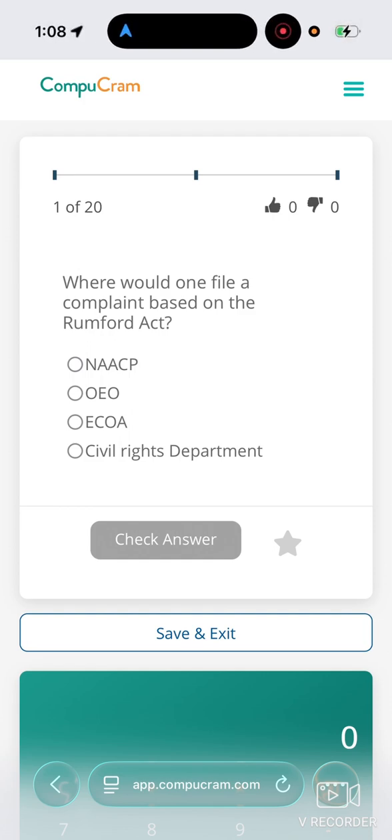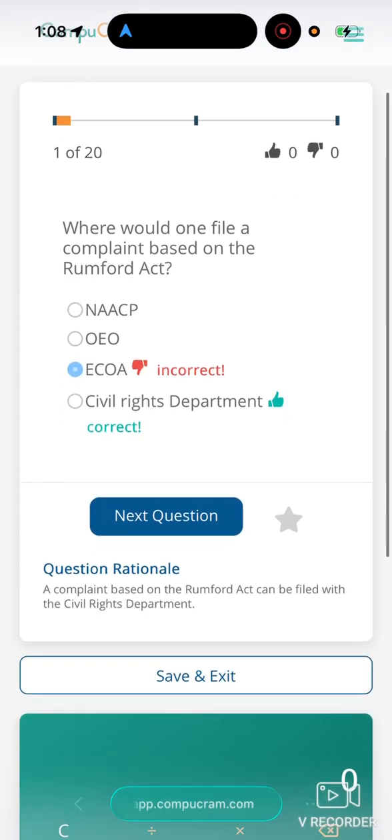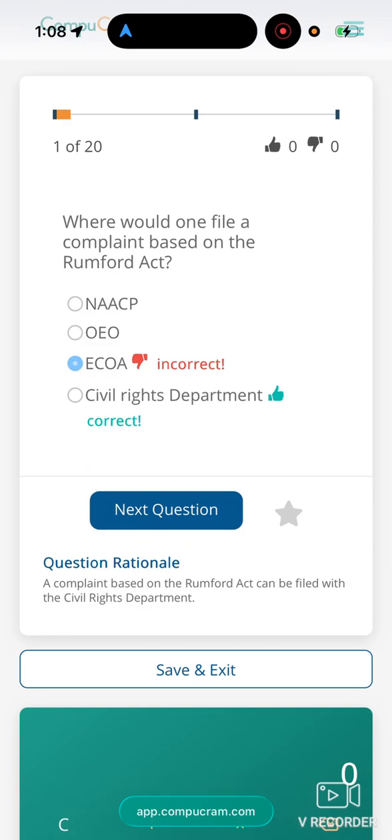Today we've got mandated disclosures in real estate practice. So let's get straight to it. Number one. Where would one file a complaint based on the Rumford Act? The NAACP, the OEO, the ECOA, the Civil Rights Department? Ooh, the Civil Rights Department. A complaint based on the Rumford Act can be filed with the Civil Rights Department.